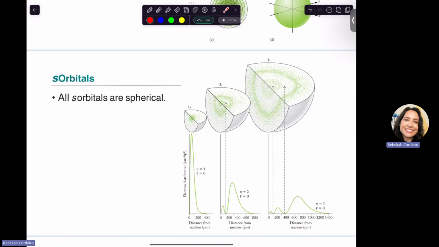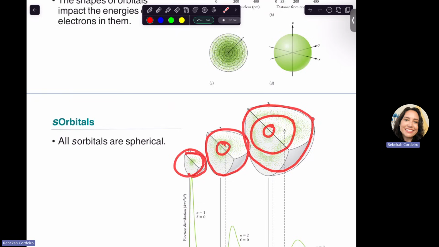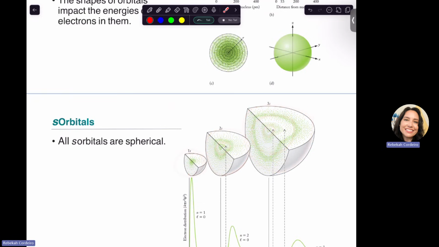An s orbital happens at every level, and this is just showing you a cross section, but an s orbital is spherical, kind of like this. This one would be considered an s orbital, and it goes in energy levels. Energy level 1 has an s orbital, and then energy level 2 has an s orbital that encompasses the 1s, and then energy level 3 has an s orbital that encompasses the 1s and the 2s. So it's kind of like stacking dolls, right? It is layers.